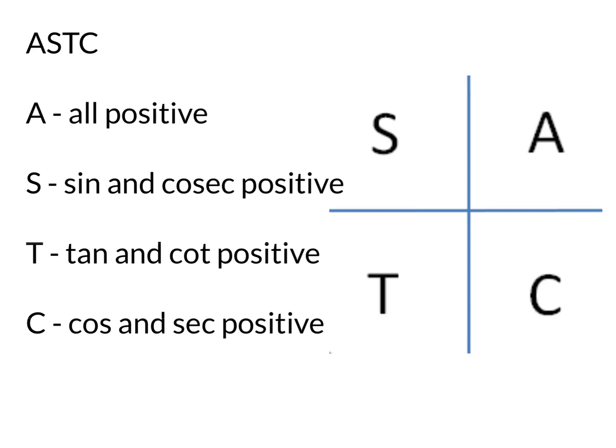So putting all those together, this gives us our ASTC, so all stations to Crookwell. This just represents what we've just done in a table, but we're making it a bit easier. So in the A quadrant, everything's positive. In the S quadrant, sine and its reciprocal, cosec, are positive. In the T quadrant, tan and its reciprocal, cot, are positive. And in the C quadrant, cos and its reciprocal, sec, are positive.